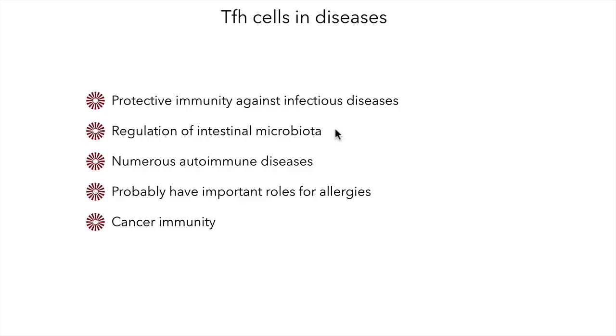TFH have roles in regulation of intestinal microbiota, and this appears to be through similar mechanisms. The intestinal microbiota consists of commensals and some pathogens, and TFH cells are important for maintaining the B cell and antibody responses in the intestine, and appear to be important for the majority of the IgA that gets produced, that controls the intestinal microbiota. And this can have complex implications, in addition to simple control of the abundance of bacteria in the gut.